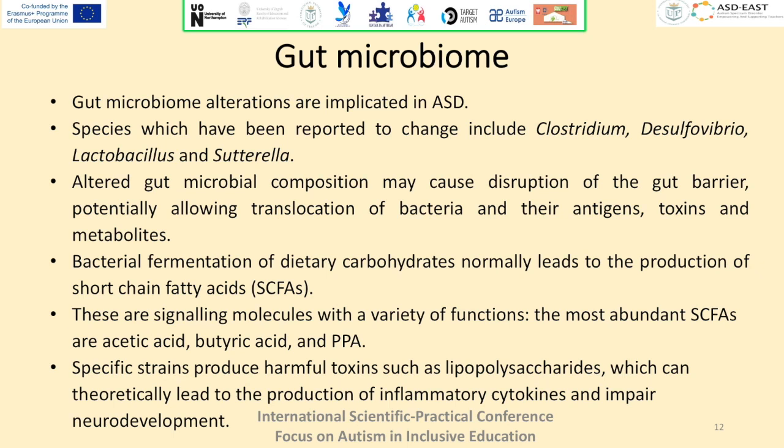Gut microbiome alterations are implicated in a lot of articles in ASD, in children and adults. Species which have been reported to change include Clostridium, Desulfovibrio, Lactobacillus, and Sutterella. Altered gut microbial composition may cause disruption of the gut barrier, potentially allowing translocation of bacteria and their antigens, toxins, and metabolites. Bacterial fermentation of dietary carbohydrates normally leads to the production of short-chain fatty acids.